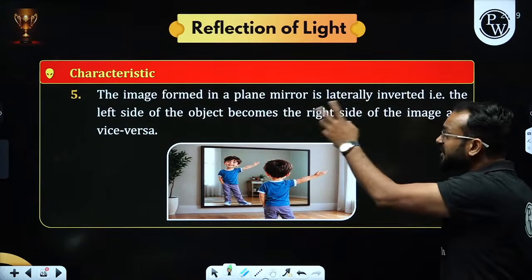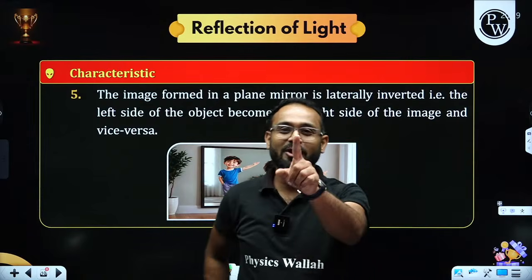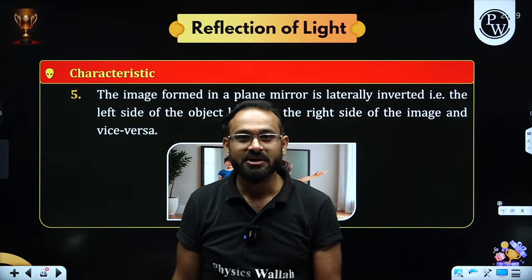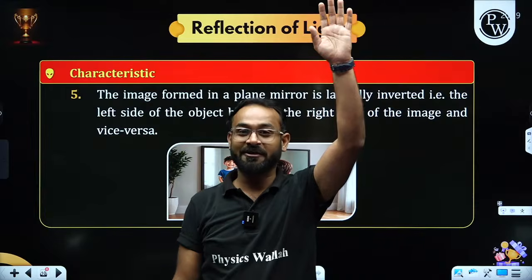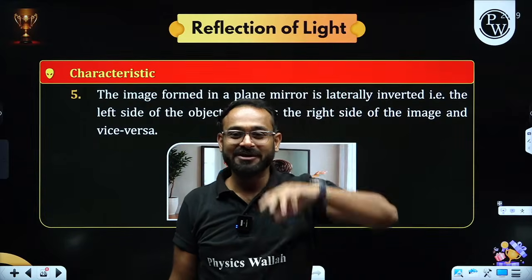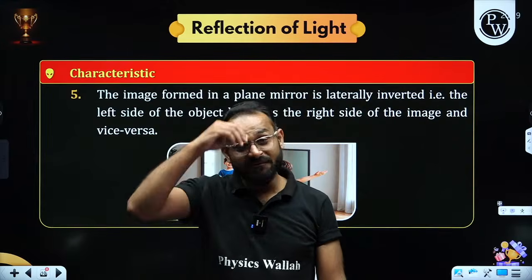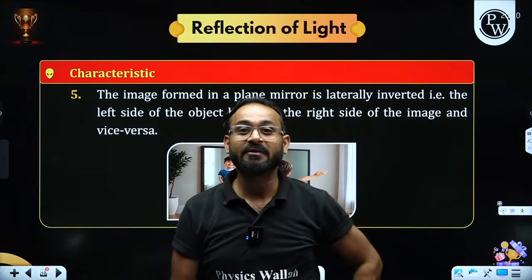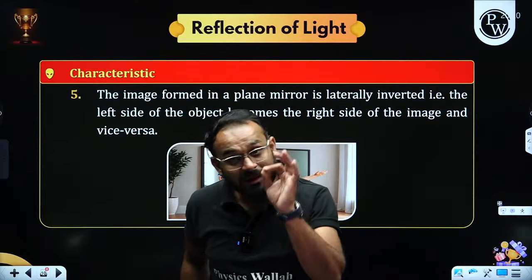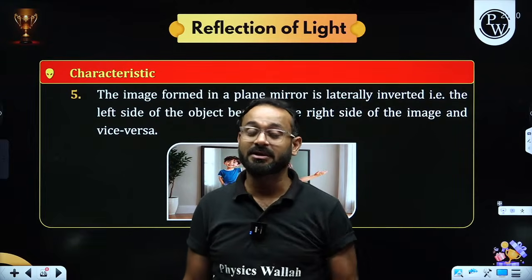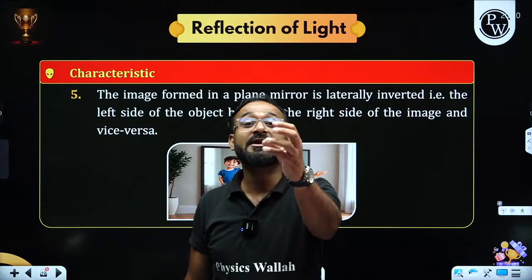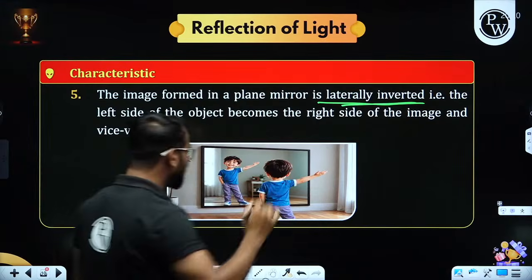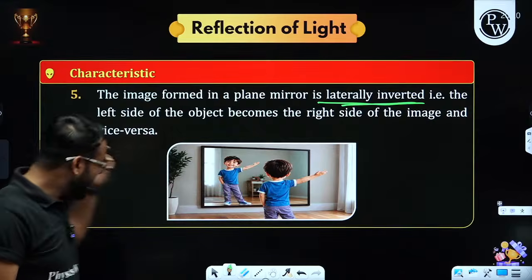Fifth property, the image formed in the plane mirror is laterally inverted. You all must have tried this. Raise your right hand in front of the plane mirror. What will you observe? Sir, in the image it seems like I have raised my left hand. Have you tried this or not? Yes, sir. Even if you have not tried, do it right now. Stand in front of the plane mirror, raise your left hand and it will appear that the right hand has been raised. That particular characteristic is called lateral inversion. The image is laterally inverted. This is how it looks. Clear? Fine, sir.